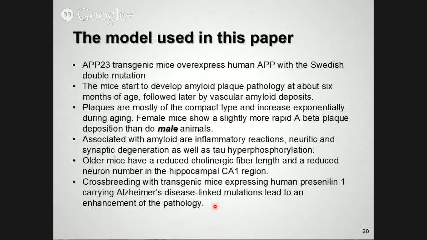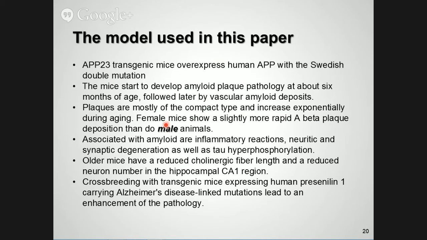So the last one that I'll talk to you about, and hopefully you've remembered some of the details of the materials and methods in this particular paper: the APP23 transgenic mouse also overexpresses the human APP. There is a Swedish double mutation, so it's not the single valine to phenylalanine switch. These mice start to develop amyloid plaque pathology at about 6 months of age. They will later have vascular amyloid deposits, so they'll have not only neuronal dementia but also vascular dementia as well. Plaques are found to be the compact, dense core type, and these increase exponentially.